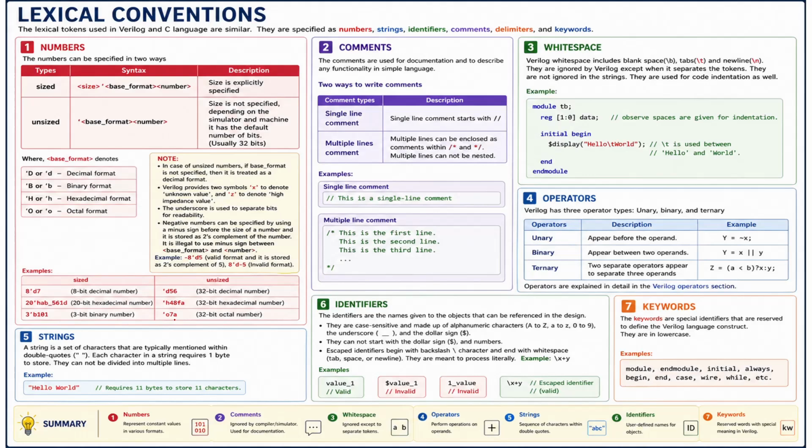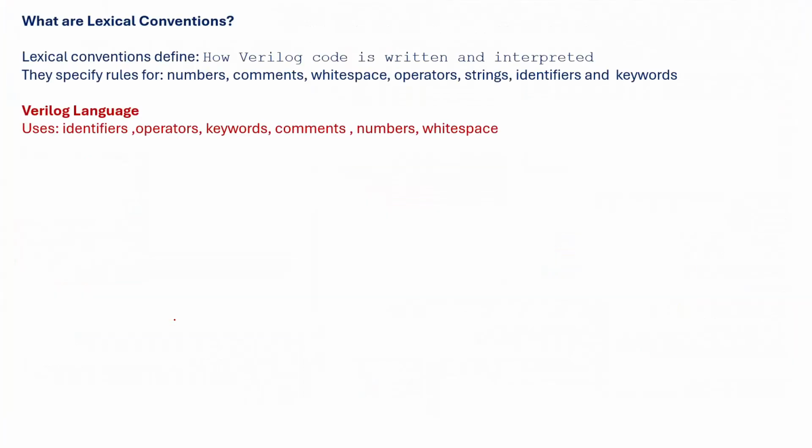Okay. Syntaxes, we will go through one by one. What are the numbers and how we are going to represent them. I told you lexical convention defines how Verilog code is written and then interpreted. That means you need to have some specified rules like numbers, comments, white space, operators, strings, identifiers, and all keywords. Based on that only your hardware is talking with another module.